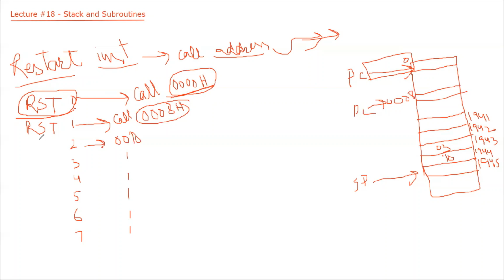So this completes our lecture regarding stacks and subroutines and how these two concepts are used in microprocessor 8085. In our next lecture, we will start the discussion about interrupts, and we will see what an interrupt is and how interrupts are handled in microprocessor 8085. And we will discuss different types of interrupts in that particular lecture.